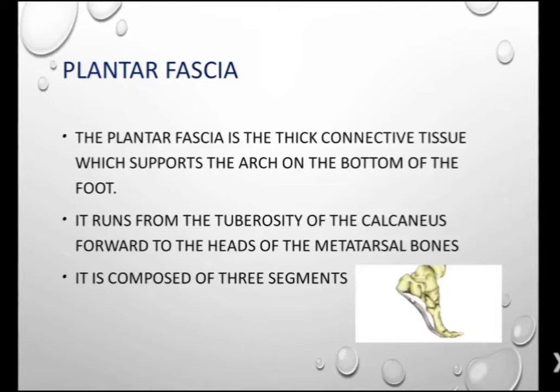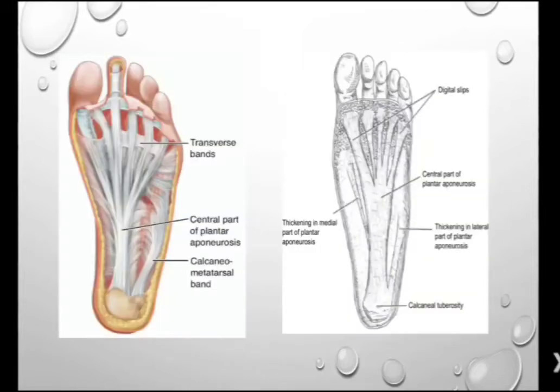It is composed of 3 segments. Which are these 3 segments? First is thickening in the medial part of plantar aponeurosis. Second is thickening in the lateral part of plantar aponeurosis. And third segment is the central part of plantar aponeurosis. The central part is divided in digital slabs and it is connected by transverse band.